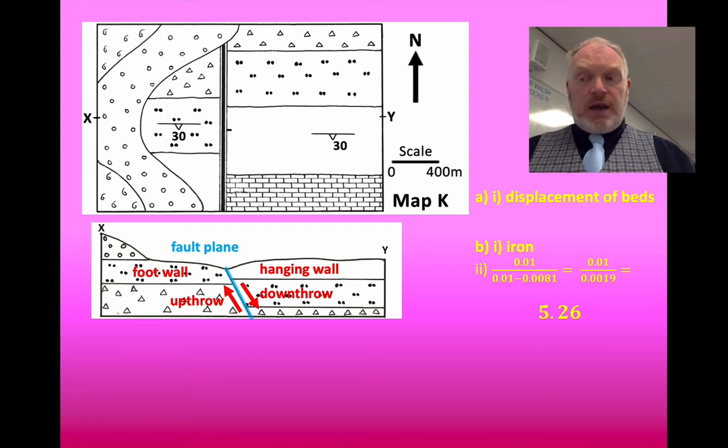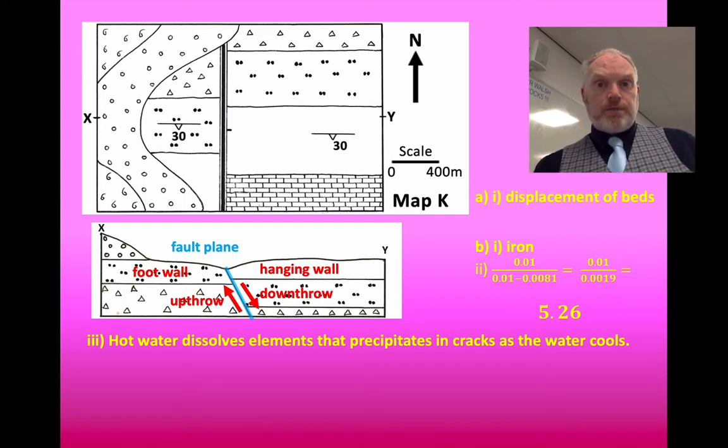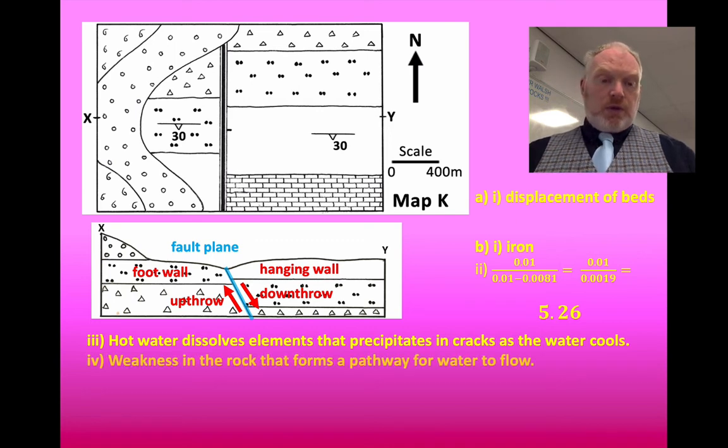Now, part 3 asks about hydrothermal precipitation and how this works. It's very common to find hydrothermal veins along fault planes. They provide a pathway for the hot water. So this hot water dissolves elements and then precipitates those in cracks as the water cools. And those cracks can be the result of faulting. It's really quite a common feature. Which really is the answer to question 4. That weakness, that pathway, is formed by the fault.